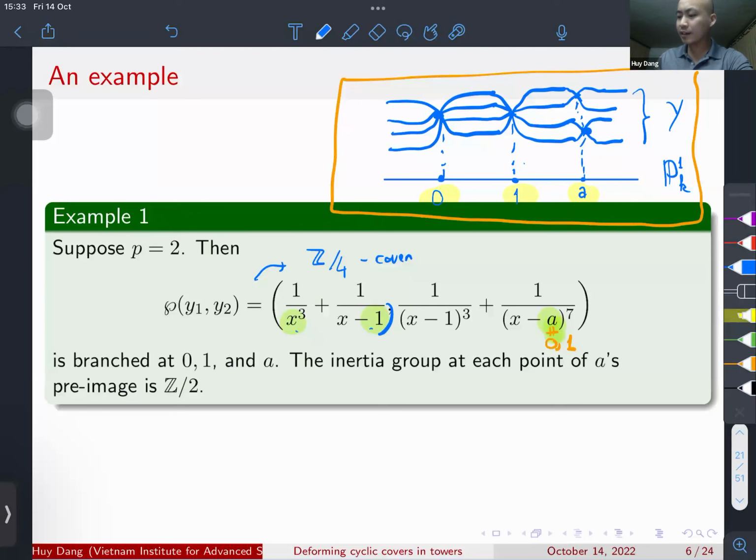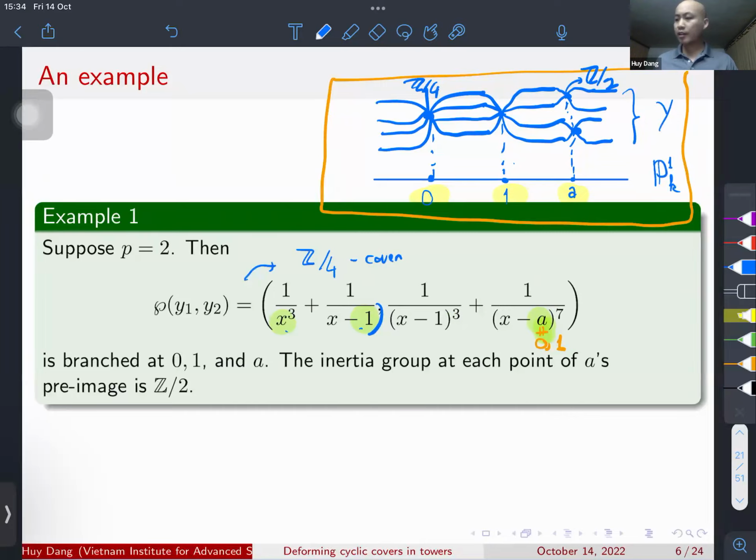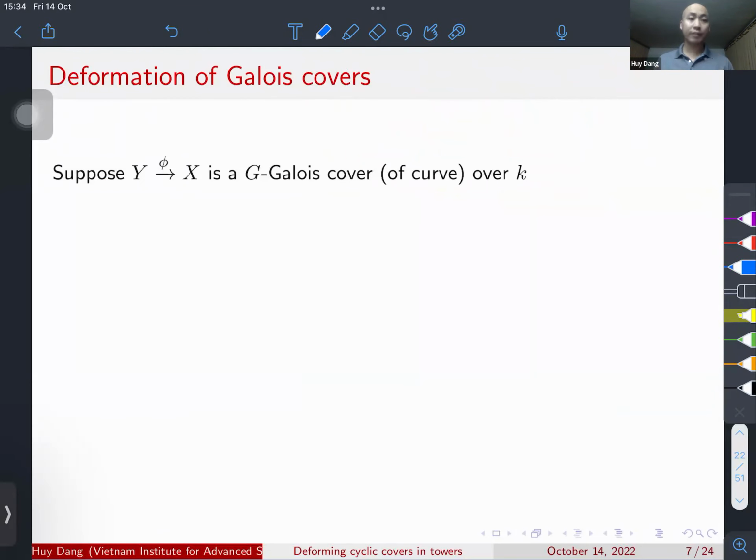It tells you that the inertia group at this point is Z mod 4, and the stabilizer of the Z mod 4 action at a ramified point above a is Z mod 2. And even more than that, it tells you a lot about the ramification of the covering, but I just want to give a few. Okay. Questions? All right.